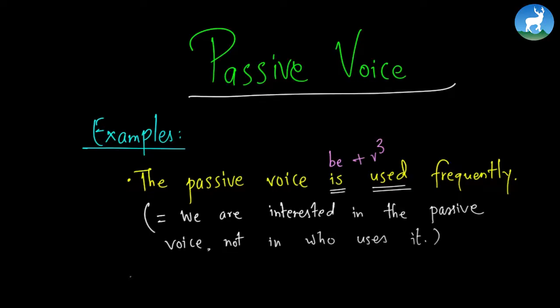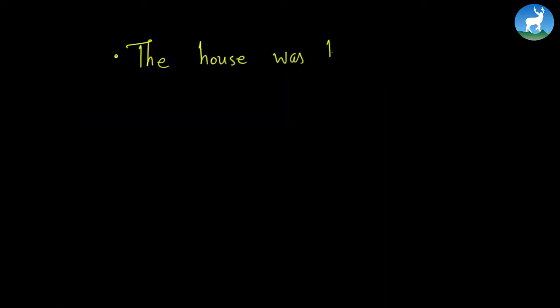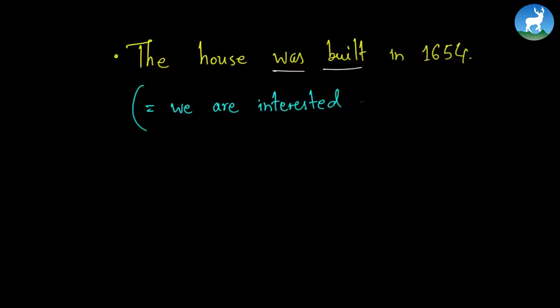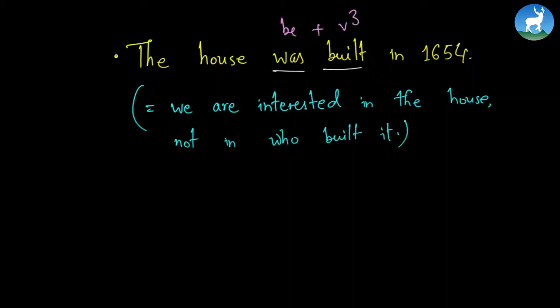Let me give you two more examples. The house was built in 1654. So in this sentence, we have was built. And here we are interested in the house, not in who built it. All right. So in this sentence, we are interested in the house. The house was built in 1654. That means we are deeply interested in the house. We don't care who built the house.